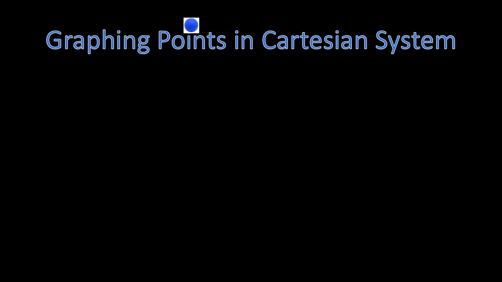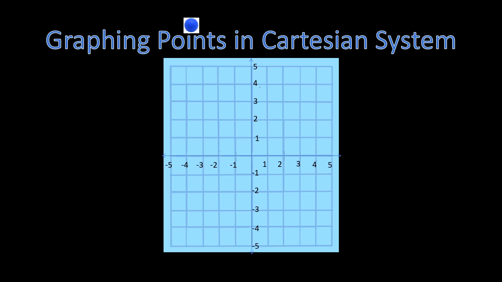First of all, we're going to learn how to graph a point in a Cartesian system. The Cartesian system is the orthogonal system. It's the X and Y system, and it's divided into 4 quadrants: first quadrant, second quadrant, third quadrant, fourth quadrant. So we're going to be learning how to graph points in a Cartesian system.